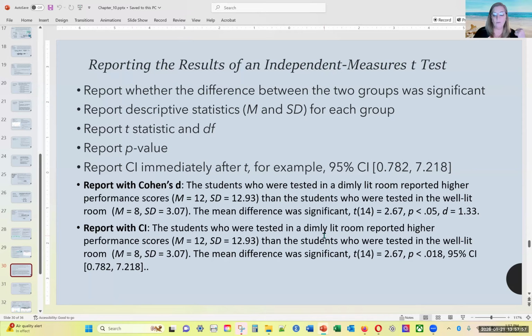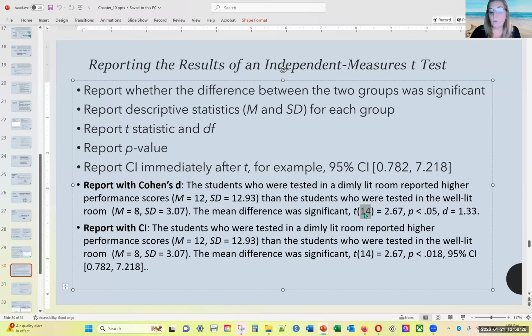You state that the students who were tested in a dimly lit room reported higher performance scores than students who were tested in the well-lit room. And you can see they provide the means and standard deviations for each of these groups. Then they state whether it was significant: the mean difference was significant. And then they report the t-statistic, including the degrees of freedom.